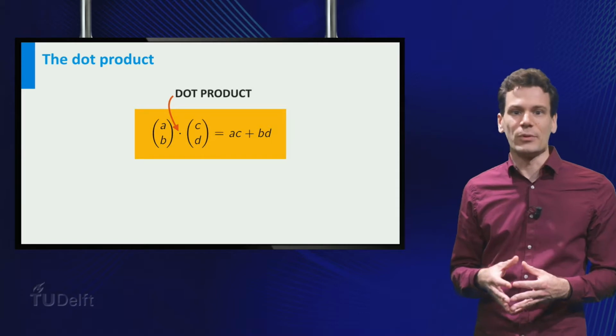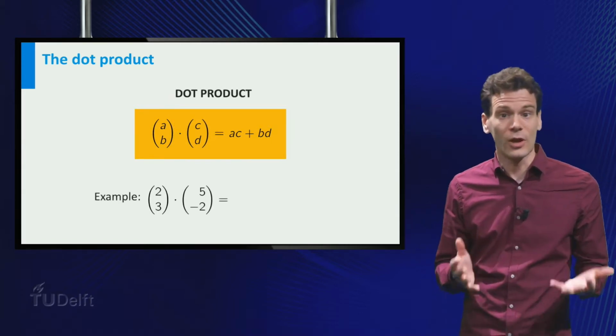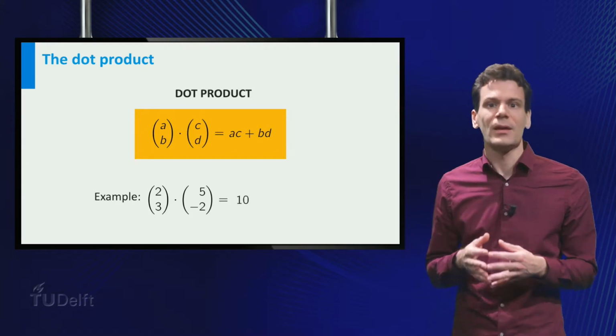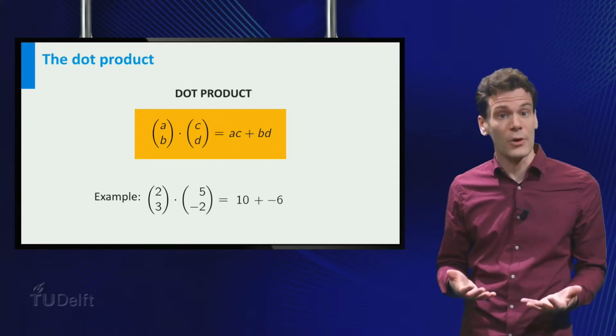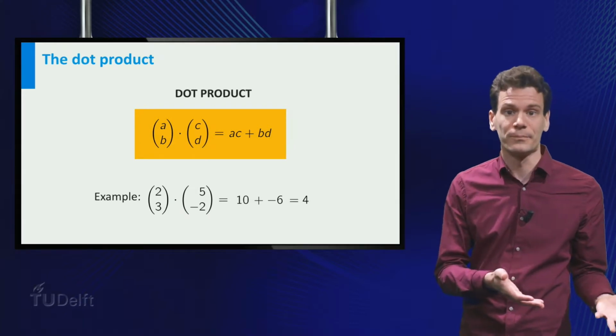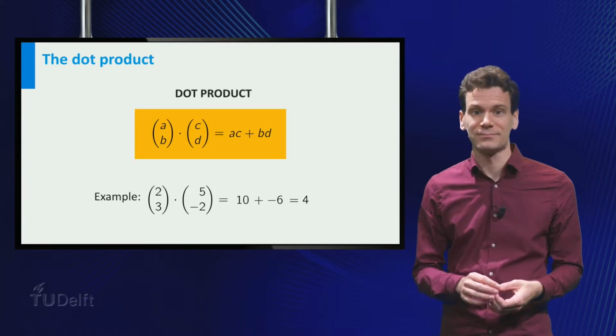Let me show you an example. Consider the vectors (2, 3) and (5, -2). The dot product is the product of the first components, which is 10, plus the product of the second components, which is -6. So it equals 10 plus -6, which is 4. And note, the result is a scalar, not a vector.